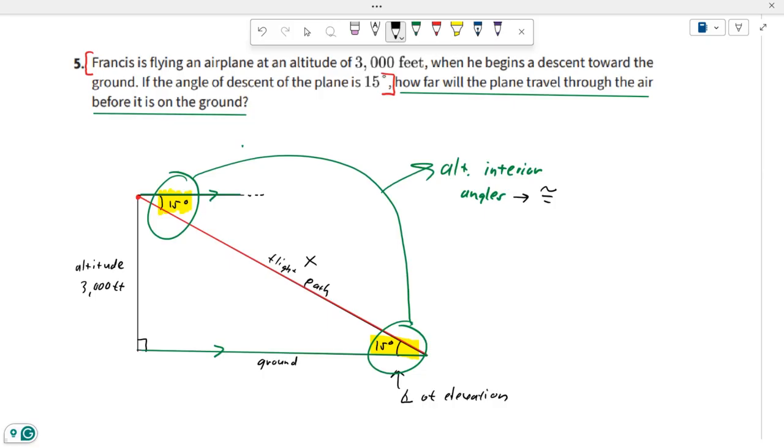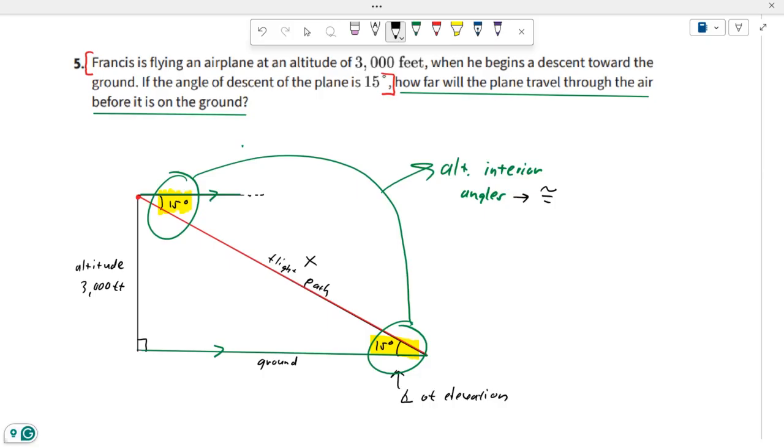Because again, my green lines are parallel. They're both horizontal lines, and the flight path is my transversal. So that means they're alternate interior, which means they're congruent. So the angle at the bottom is also 15. The reason why that's helpful is that now I have a right triangle where I know one of my sides, I know one of my acute angles, and I am solving for another side.